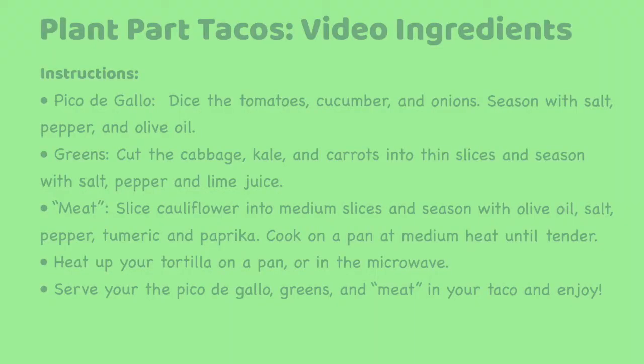Okay, friends, so here are the instructions for our plant part tacos. Remember, in these instructions, I used the ingredients that I found at my house, but you are very welcome to use a different set of ingredients. Just remember, we want to get all 6 parts of the plant. So get creative, look around your fridge, and see what you have. While you're preparing your tacos, just remember, we have our pico de gallo, our greens, and our quote-unquote meat. So just remember, always follow your knife safety rules and make sure to get help when you're cooking your quote-unquote meat.